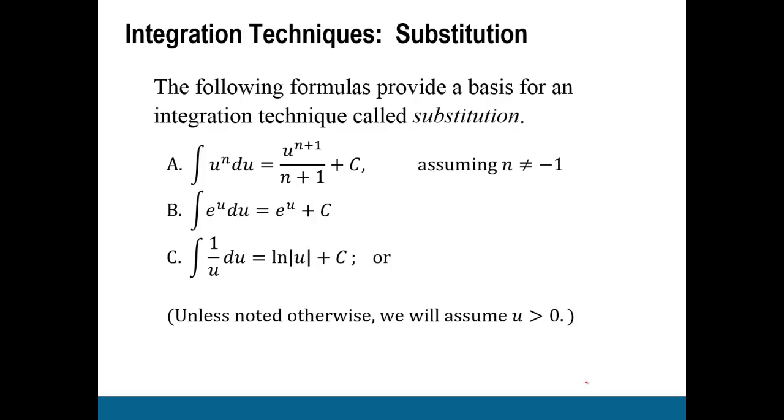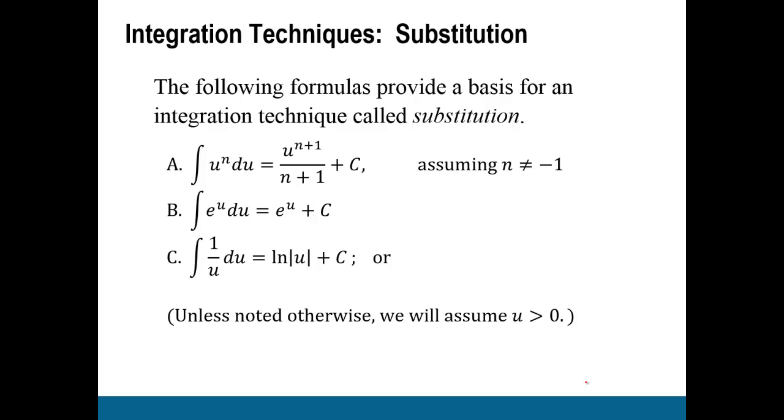The second formula is the integral for exponential e, which says that the integral of e raised to the power of u du is equal to e raised to the power of u plus the arbitrary constant. The last formula is the formula for the integral of a natural log. It states that the integral of 1 divided by u du is equal to the natural log of the absolute value of u plus the arbitrary constant.